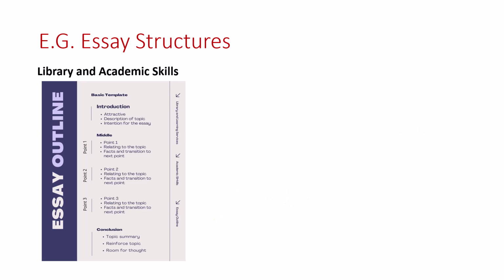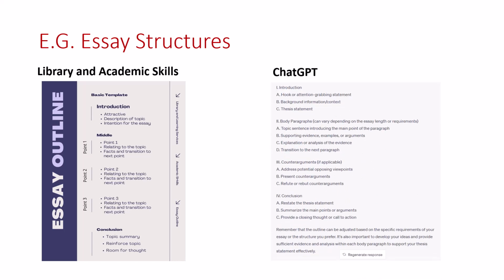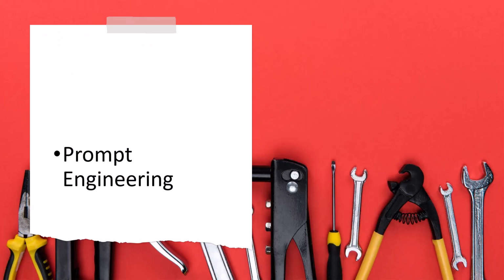So we have an example here of a process that we could replicate. On screen now we have my library and academic skills essay basic template. We've got introduction, middle sections, and a conclusion. And on the right, a similar structure produced by ChatGPT, but you could also have the added bonus of asking it to build your specific topic into that structure. And again, that's just a really nice jumping off point.